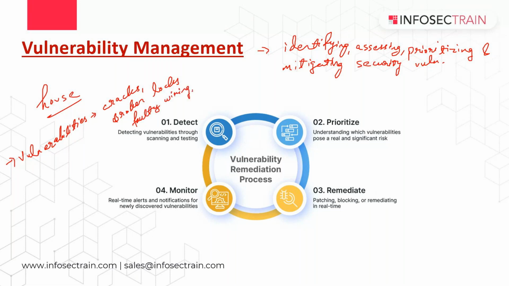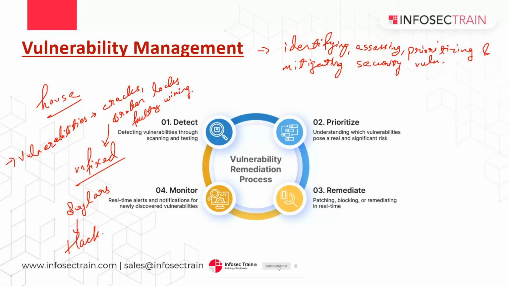If these kinds of things are left unfixed, what would happen? Your burglars, here we are considering burglars as hackers only. So your burglars can do what? Or even, I would say, natural disasters can also be part of it. Those kinds of things can cause us major damage. Natural disaster would be like any system failure. So these things need to be checked.